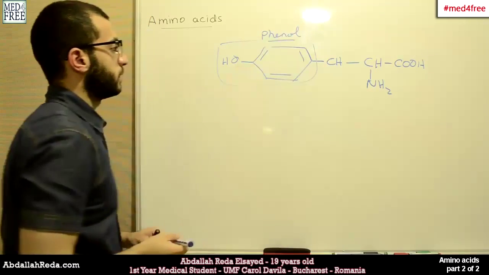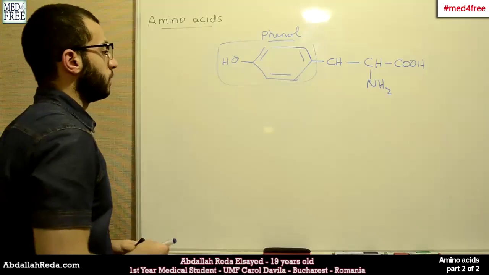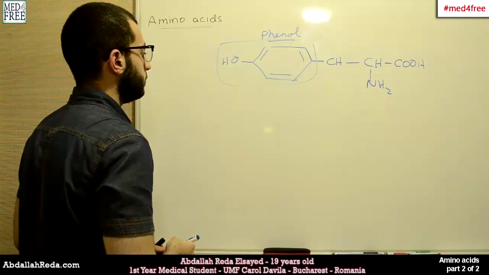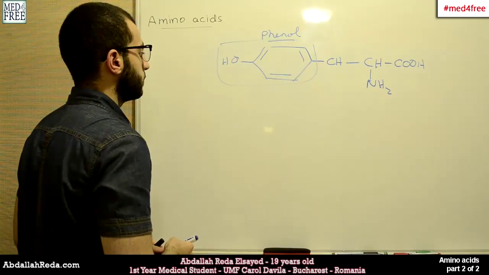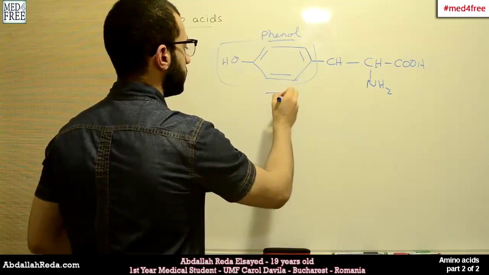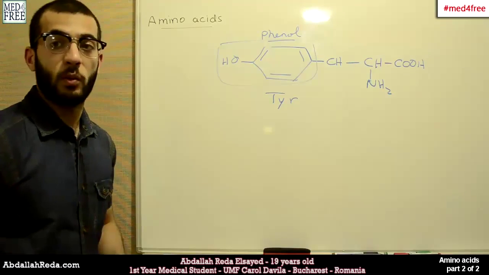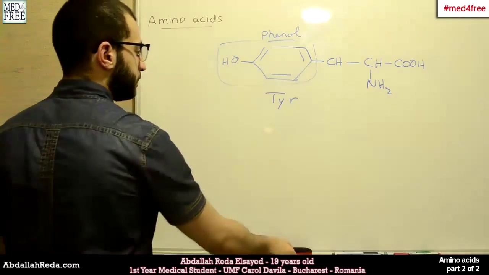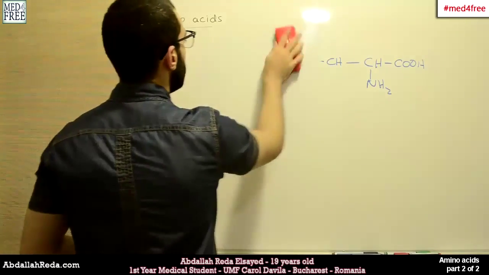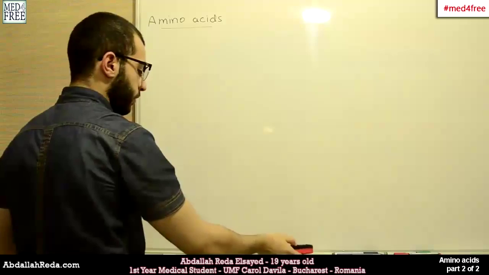This structure is called a phenol, and the amino acid is called tyrosine, and it's abbreviated to TYR. So these are amino acids with hydroxyl group.